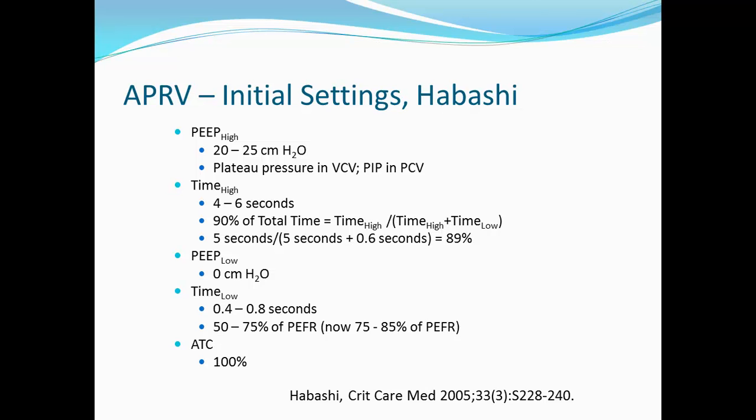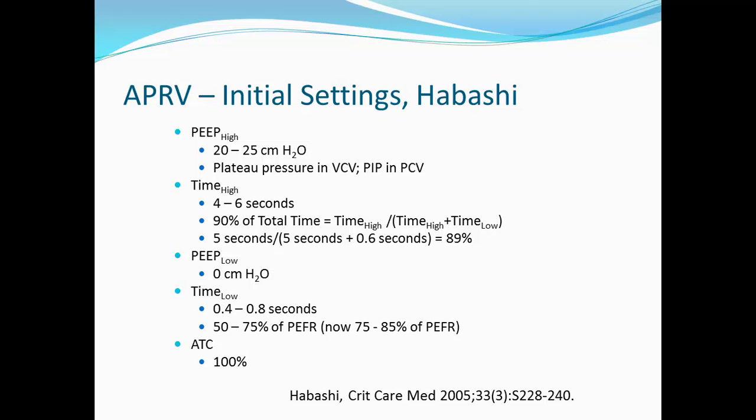Dr. Habashi's method recommends setting the P high between 20 to 25 centimeters of water. If the patient was being ventilated in volume targeted ventilation, you might set the P high equal to the plateau pressure. However, if the patient were being ventilated in pressure control ventilation, you might set the P high equal to the PIP in pressure control.